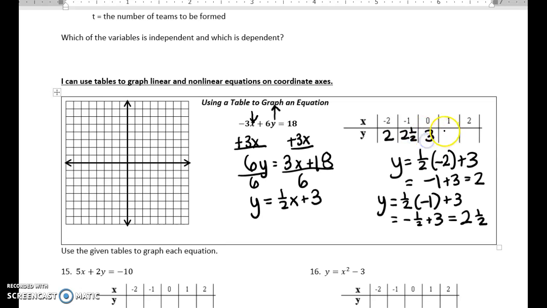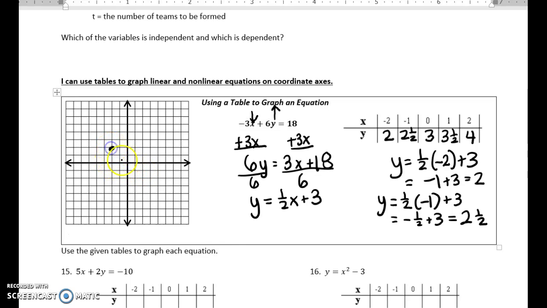Now, this process you're going to keep doing. You're going to get 3. You're going to get 3.5. You're going to get 4. And to check if these were the correct points, you could replug these back in for x and y in the original equation and make sure those are equal. It's equal to 18.